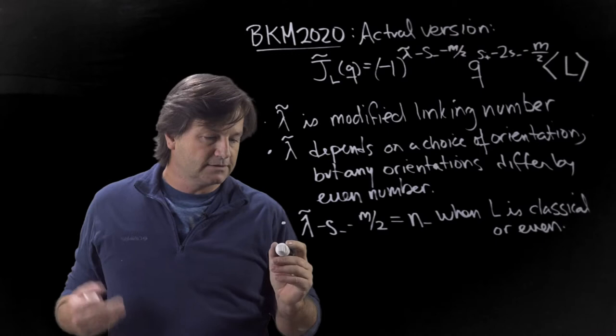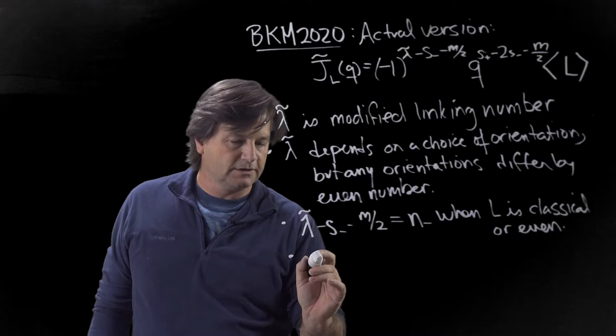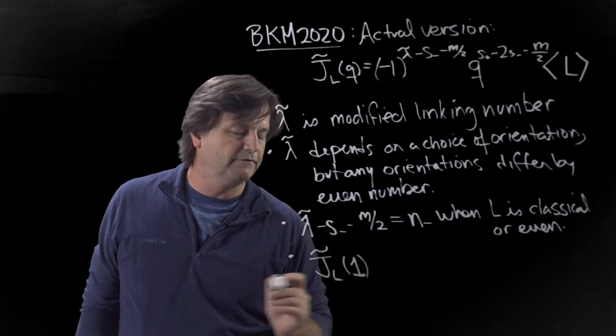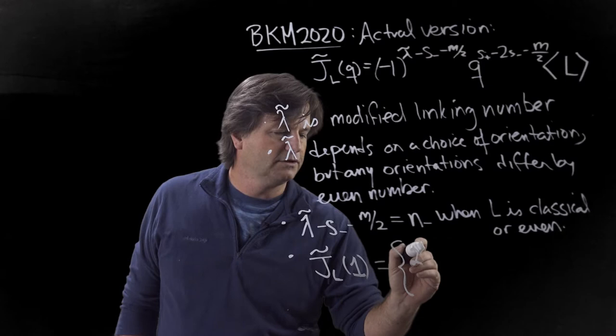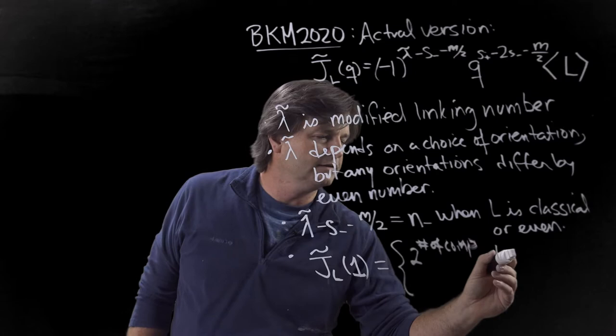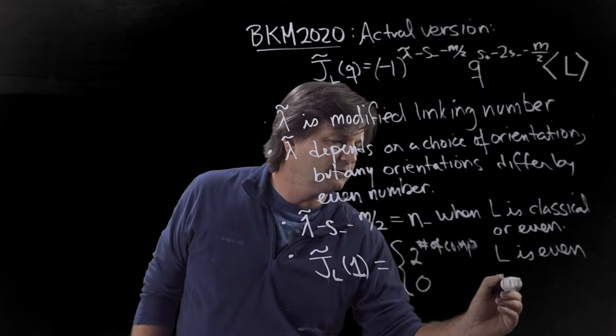The other nice thing about J tilde of L, when you evaluate it at 1, is that it's either going to be 2 to the number of components, if L is even, and 0 if L is odd.